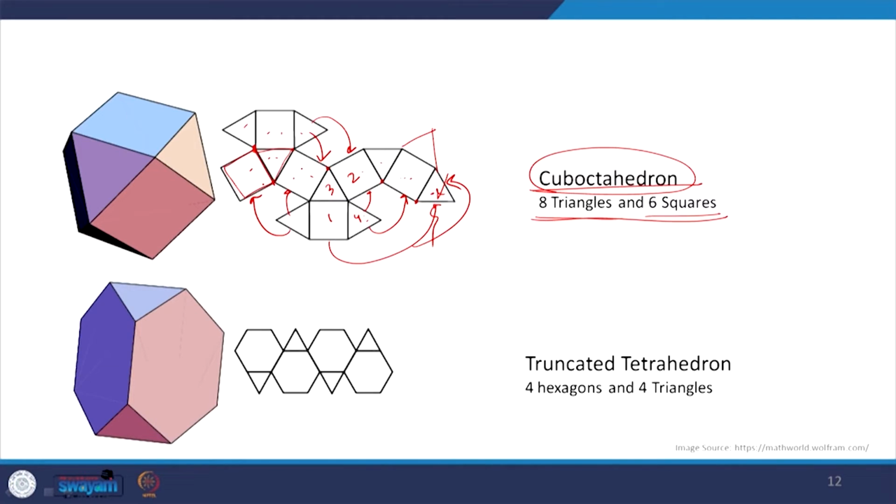So this is for cuboctahedron. Then we have a truncated tetrahedron. What is a truncated tetrahedron? You remember the tetrahedron? It has 4 triangular surfaces.